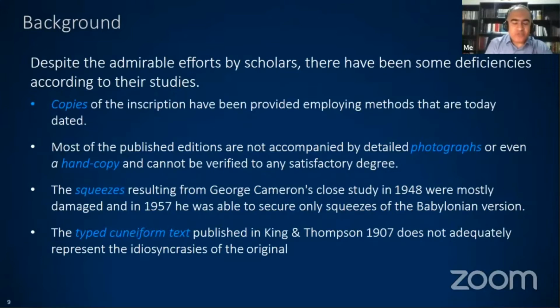Due to the inaccuracy of prior copies in representing details of the original engravings, they offer limited help to scholars in providing improved editions. Scholars who wanted to study the Behistun inscription had no choice but to refer to these copies, so their studies retain embedded errors and contain unread gaps and doubtful readings. Most of the published editions are not accompanied by detailed photographs or even a hand copy and cannot be verified to any satisfactory degree.